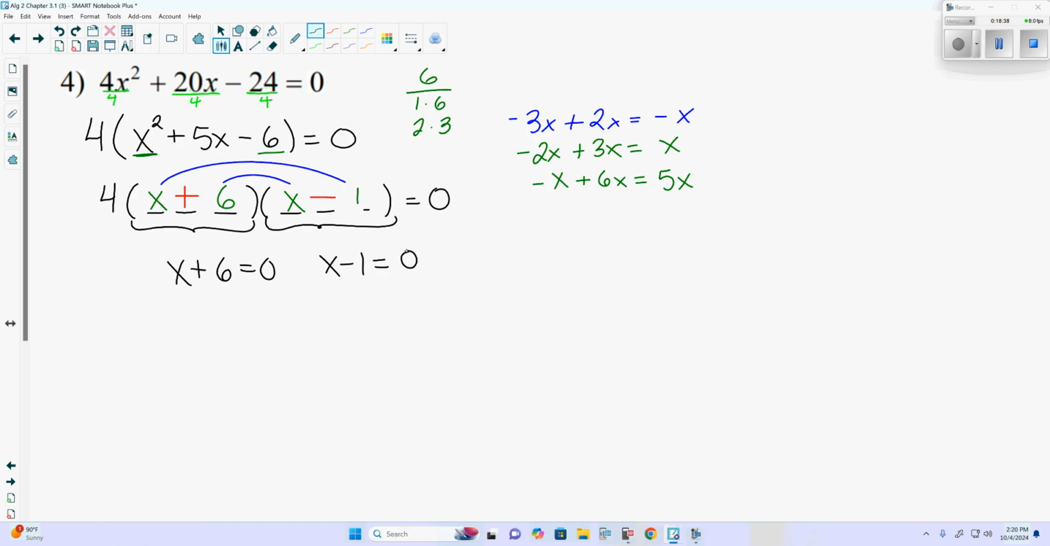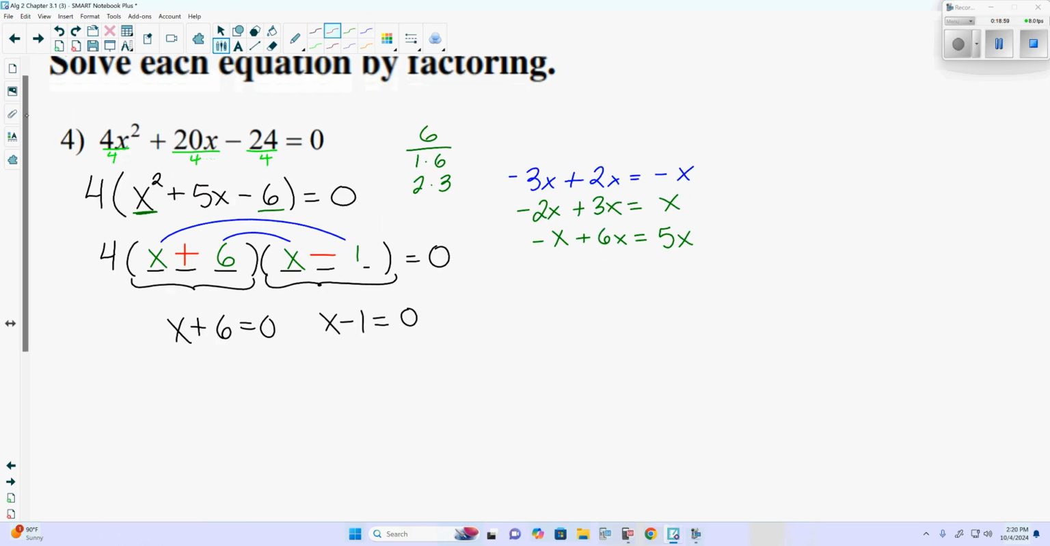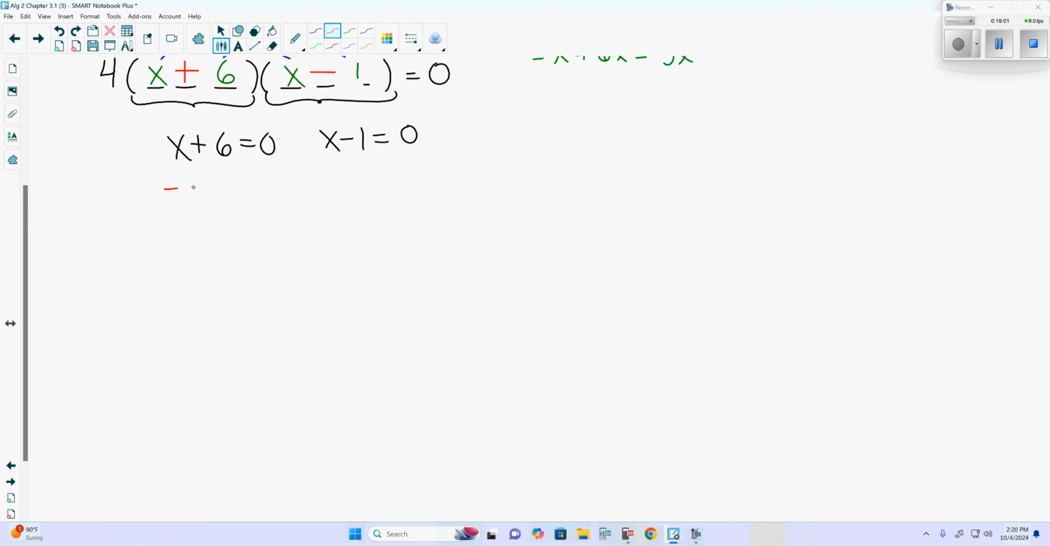Is there anything I can do to the 4 to make it be 0? Well, no, it's just 4. It's just a number. So at this point, we're pretty much done with the 4 because the only things that we can actually make be 0 are the x plus 6 and x minus 1. Now we just need to solve. For the x plus 6, we would subtract 6 from both sides, telling us x is equal to negative 6. X minus 1.